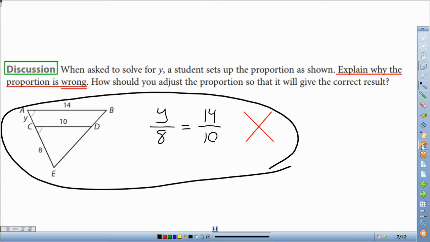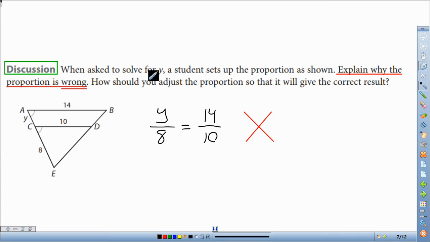Okay, but here's the thing. This is saying when asked to solve for y, a student set up a proportion as shown. So a student made this proportion. Explain why the proportion is wrong. Okay, how should you adjust the proportion so that it will give you the correct results?